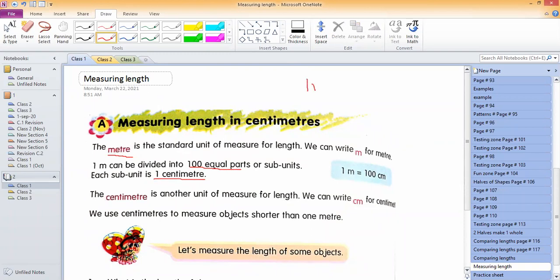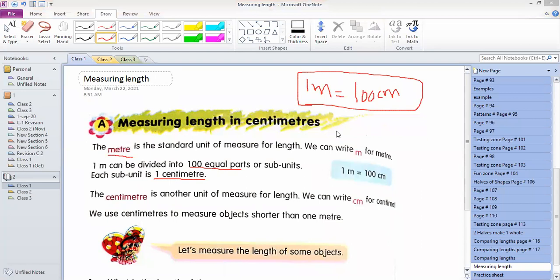So I can say 1 meter is equal to 100 centimeter. All right, to repeat, the meter is the standard unit for measuring length. Meter can be divided into 100 subparts, and each part is equal to 1 centimeter. That means 1 meter is equal to 100 centimeter. 1 meter is equal to how many centimeter, guys? 100. 100 centimeter. Very good.